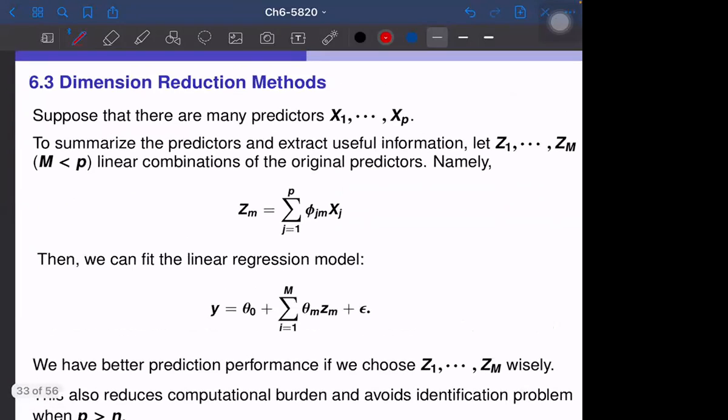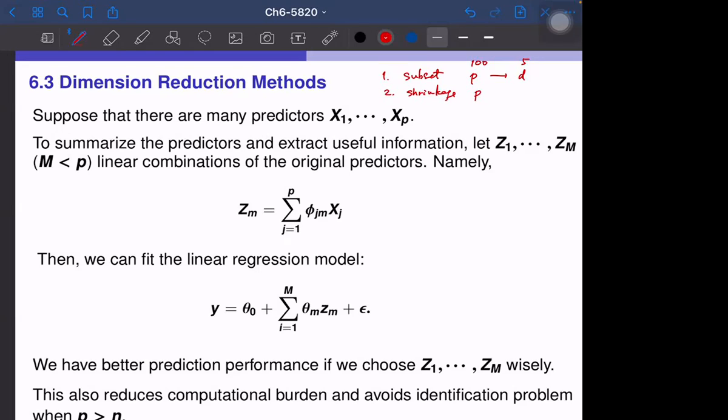Now we go to the last section, 6.3, the dimension reduction methods. We have studied first subset selection, which chooses d parameters out of p. Suppose we have 100 candidate predictors and we choose 5. The second method is the shrinkage method. We studied Ridge and Lasso. We keep p, but we make many coefficients small or sometimes 0.